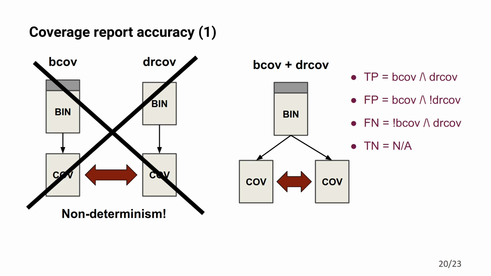On this basis, the basic blocks reported by bcov can be classified into true positives, false positives, and false negatives. Note that the true negative category is not applicable to our settings, since drcov reports basic blocks that are not tracked by our tool. For example, basic blocks in the libc library.